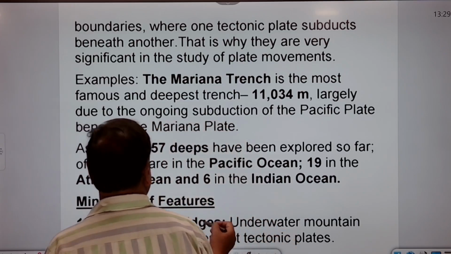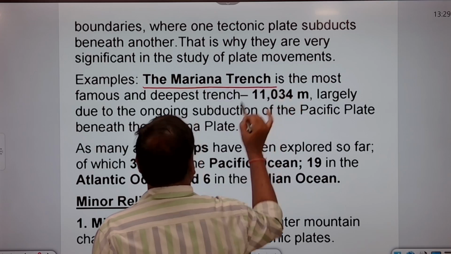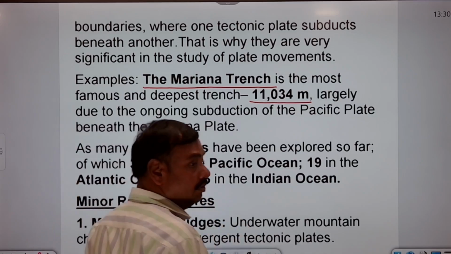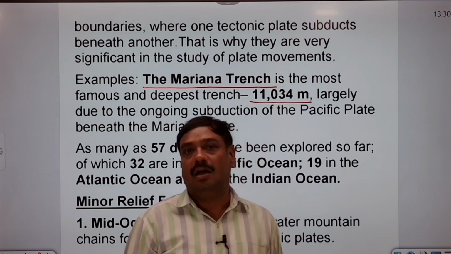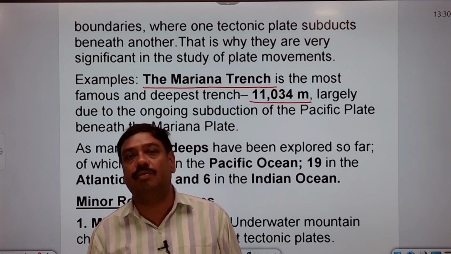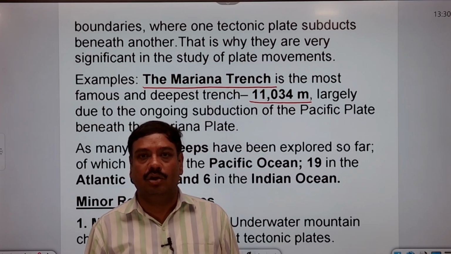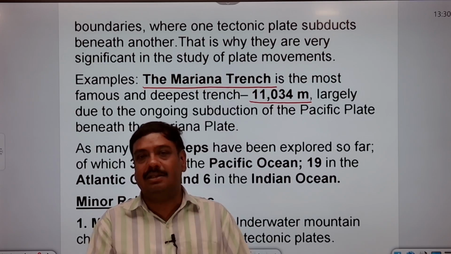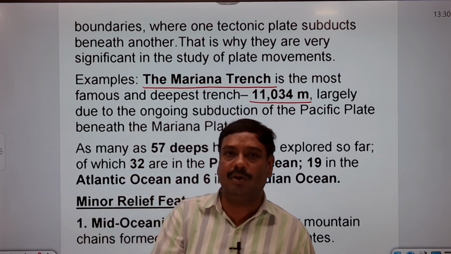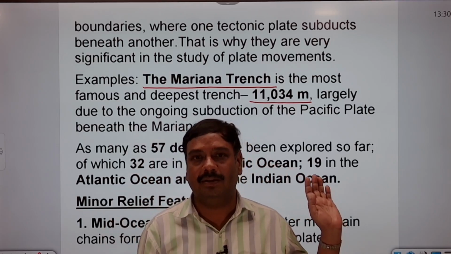And we have certain examples also. One of the deepest trenches in the world is the Mariana Trench. You can see the depth here. It is 11,034 meters. In depth it is more than the height of Mount Everest, the highest peak on the continental part. If we adjust Mount Everest into the Mariana Trench, it can be easily accommodated because its depth is 11,034 meters. Got it? Okay.